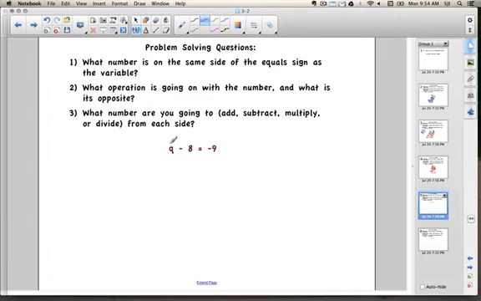Here's another example for us. Q minus 8 equals negative 9. What number is on the same side of the equal sign as the variable? Let's see. 8 is on the same side. What operation is going on and what is its opposite? We're subtracting, and the opposite of that is addition. What number are you going to add, subtract, multiply, or divide from each side? You're going to add 8 to both sides. Notice that I'm lining the adding 8 underneath the 9 here, and I'm lining up the 8 underneath this 8 here. These two things cancel out, so you're left with Q is equal to negative 9 plus 8, which is negative 1.